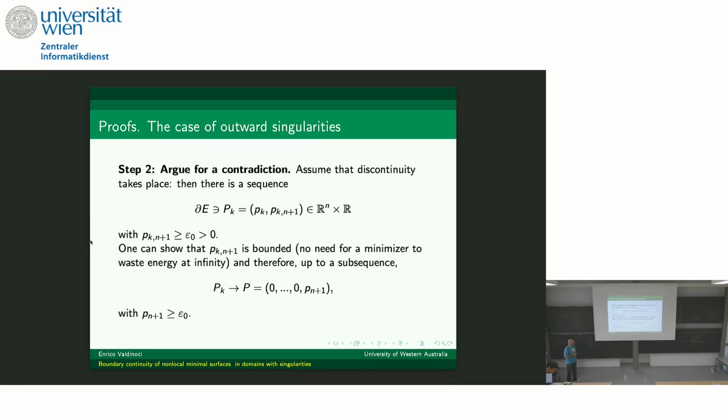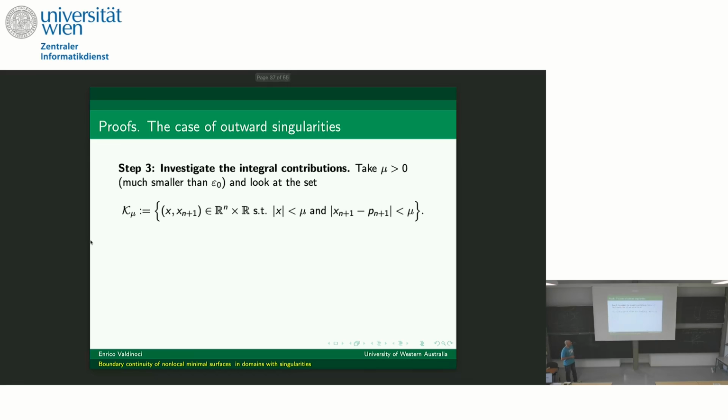So up to a subsequence, and thinking that the origin is the boundary point under consideration, we may think that this p_k converges to the origin in R^n and to some positive value p_{n+1} in the last coordinate. And then you have to investigate integral contributions. So here, basically what I'm saying is that I take a small cylinder centered at this point.